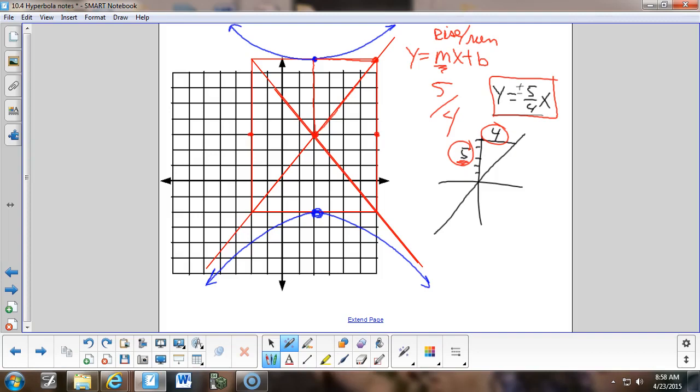But where's the origin on this thing? Right here, right? Neither of those lines go through the origin. And this would be the equation of a line that goes through the origin, through 0, 0, right? Y-intercept is 0.